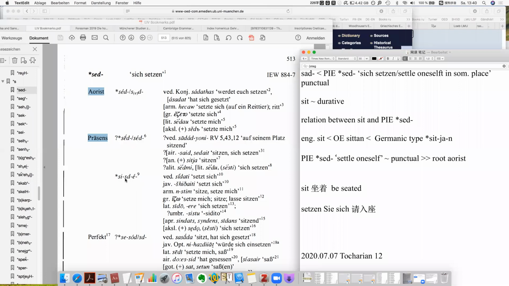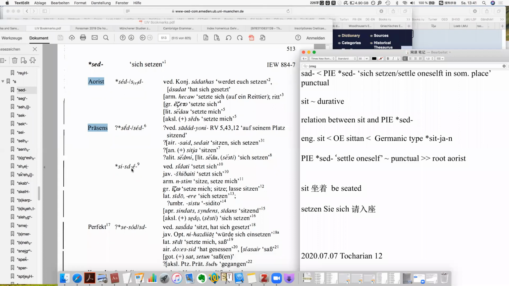So in order to build a present, we need a reduplicated present because the root is actually a punctual root, but the present is continuous, not completed. It's a continuous action. So we need a reduplication. It's just like the case of 蹦蹦跳跳. So you need a reduplicated present. Okay.